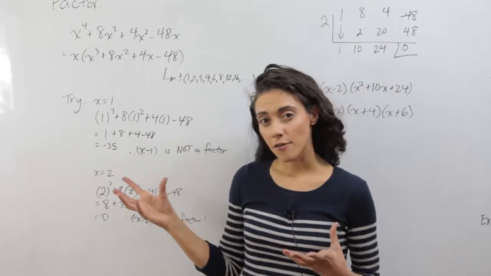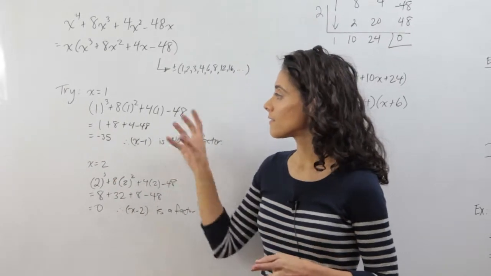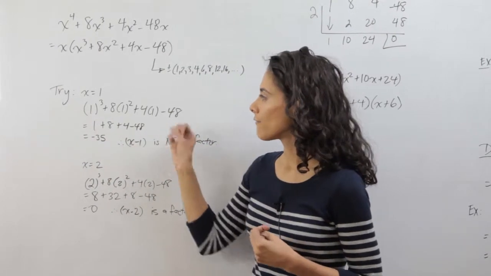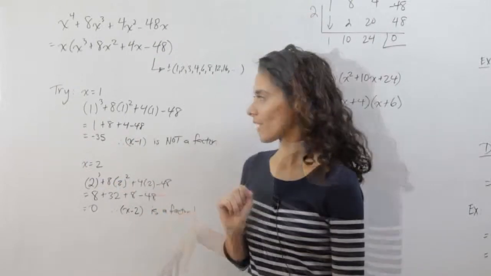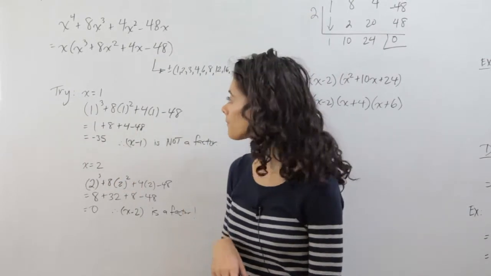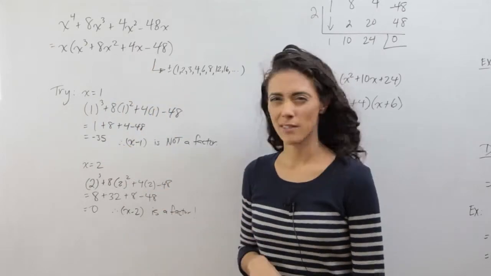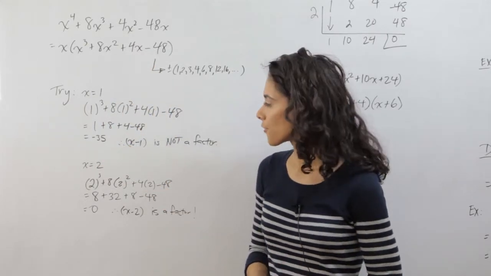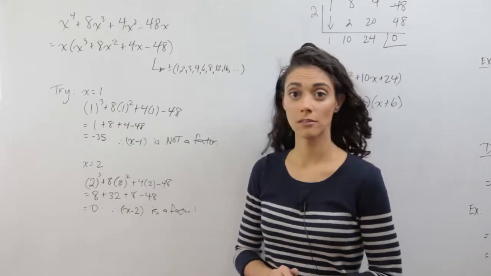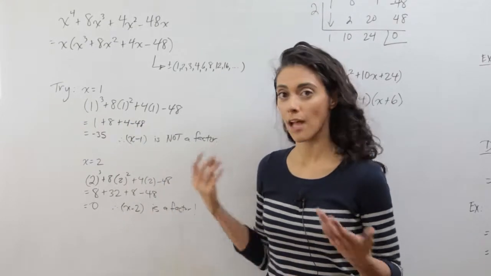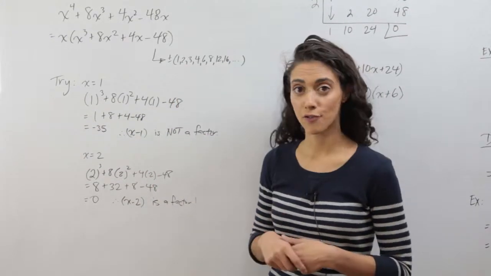Next, we're going to use the factor theorem. Remember, that says something is a 0 or a factor if you plug it in and out comes 0. First, I tried x equals 1. When you substitute 1 into here, out comes -35. So by the factor theorem, this is not a factor. 1 is not a 0. I move on. Next, let's try positive 2.